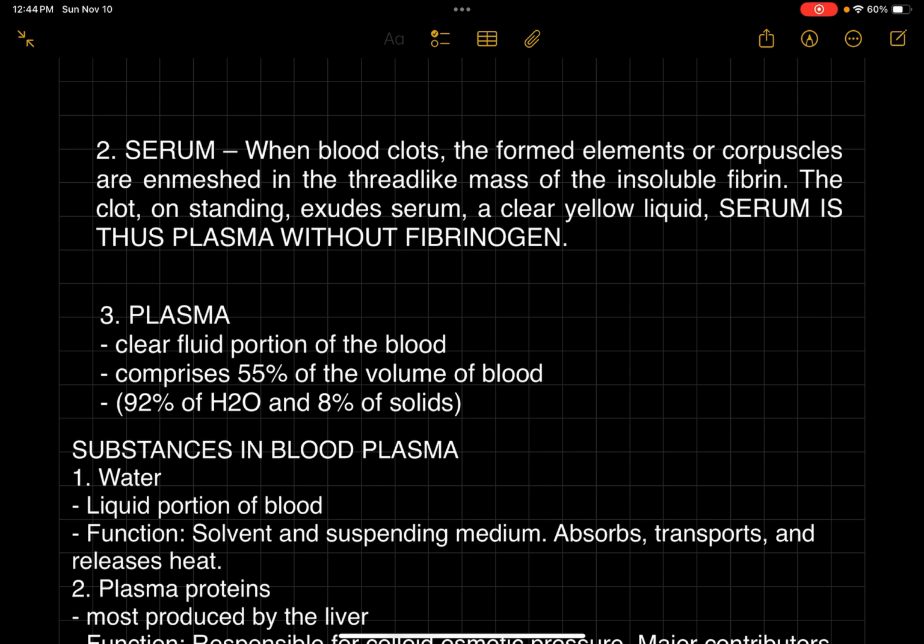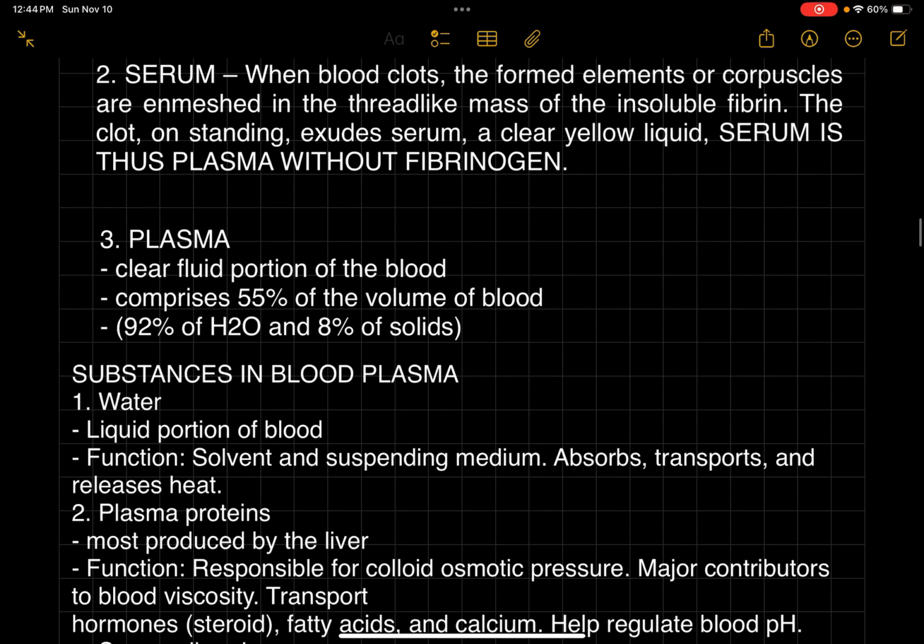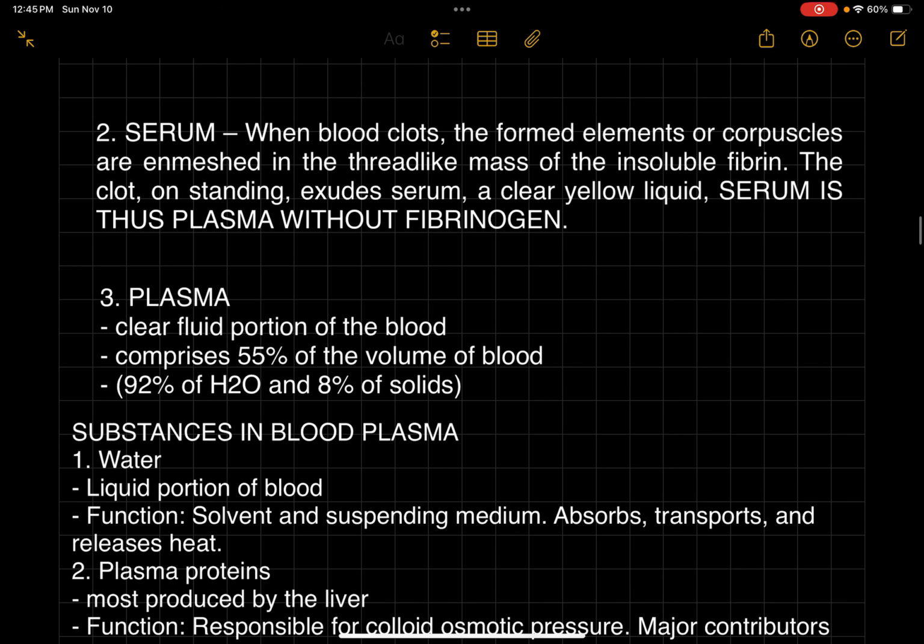A clear yellow liquid. Serum is thus plasma without fibrinogen. We have plasma, the liquid, clear fluid portion of the blood, which comprises 55% of the volume of the blood. So 92% is water, and 8% is solid.